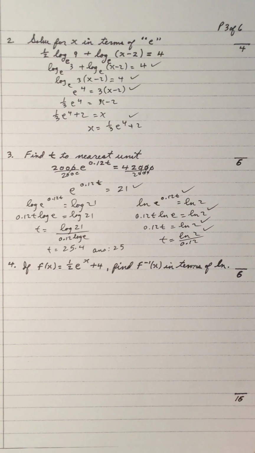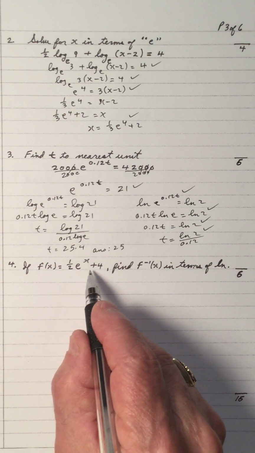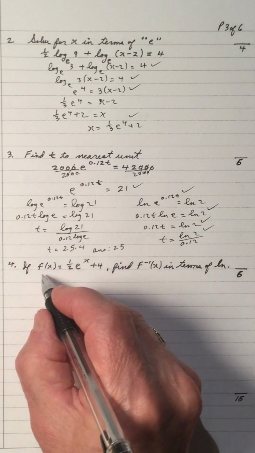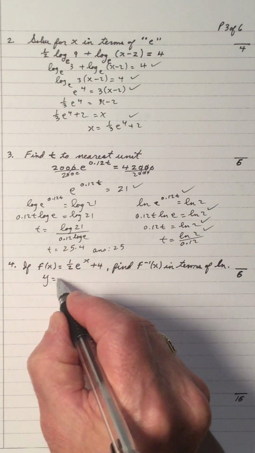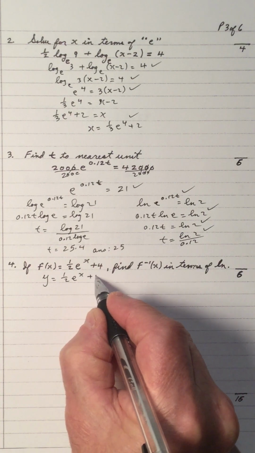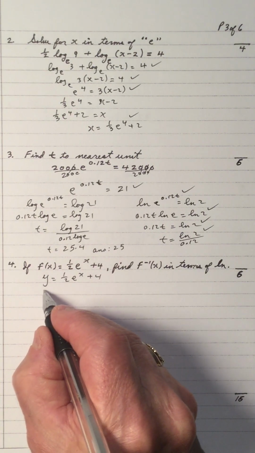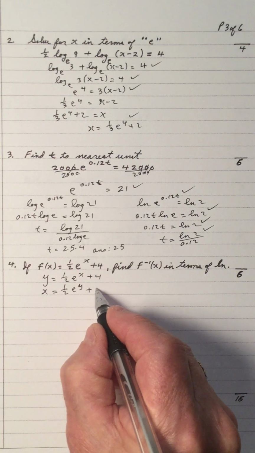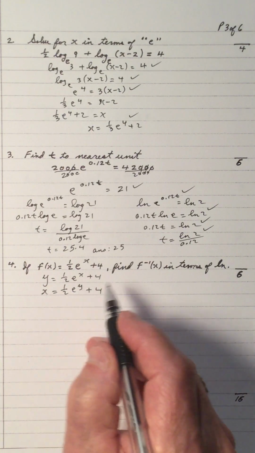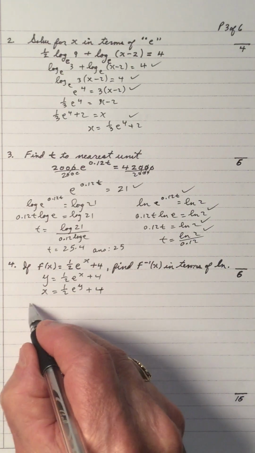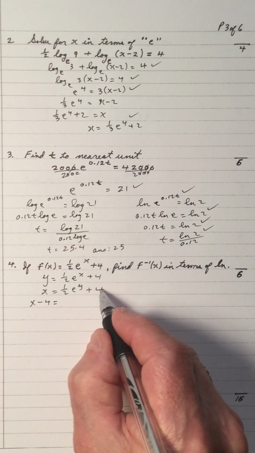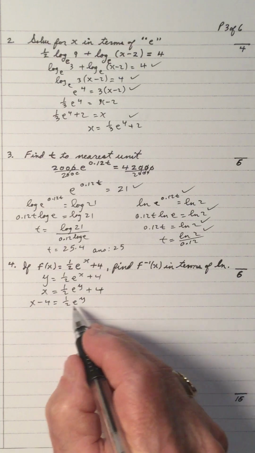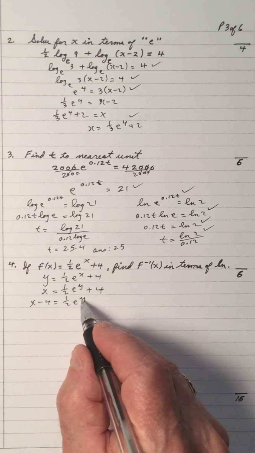Number 4, if f of x equals a half e to the x plus 4, find the inverse in terms of ln. So we want to find the inverse, so the f of x becomes a y. We'll find the inverse, so we switch the x's and the y's. So we made x and y because of the reflection in the line y equals x. We move the 4 to the left, make it negative. And now we multiply by 2 because we want to get it to the y.